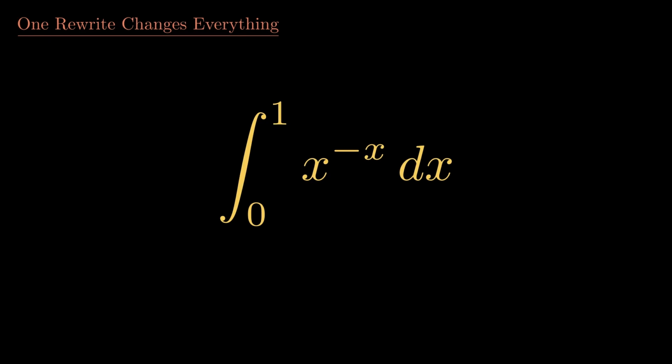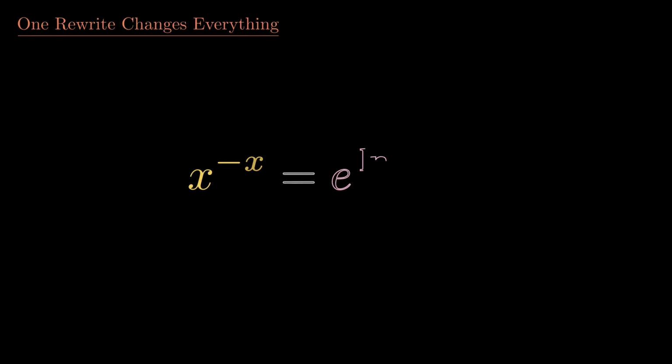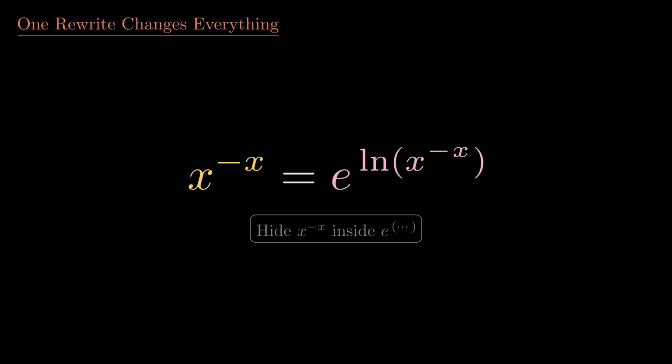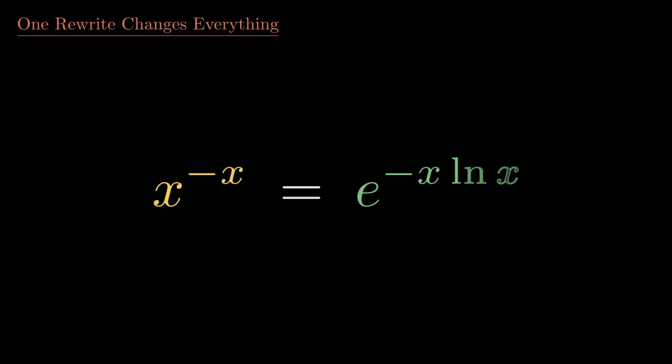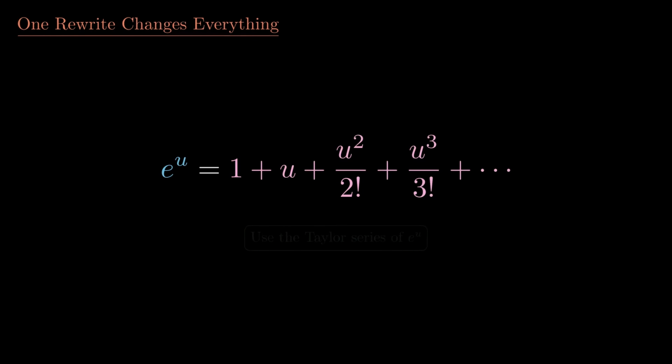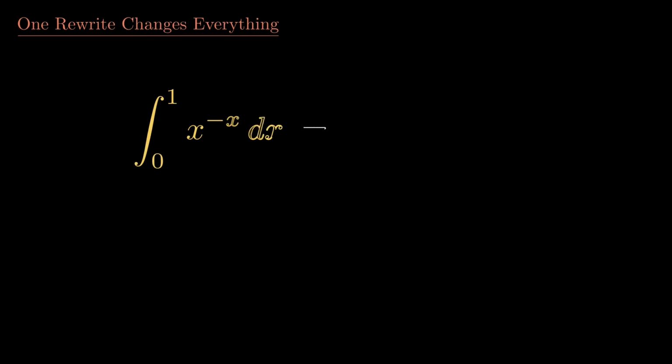The key is a single rewrite. We take x to the negative x and write it as e to the natural log of x to the negative x. Then that simplifies to e to the negative x natural log x. And that changes everything. Because once the strange power becomes an exponential, we can use a tool we already know, the power series for e to the u.